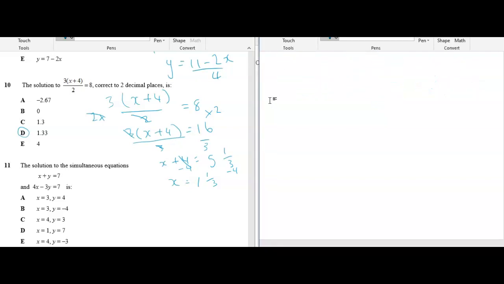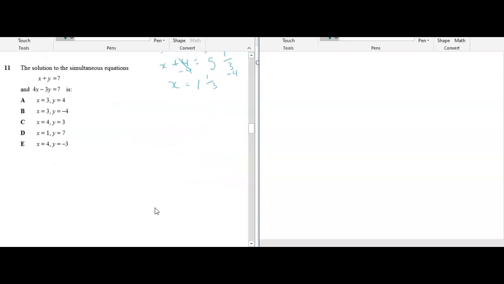Okay, moving on to question 11. Good scroll, thank you. All right, the solution to the simultaneous equations. So this one here, you can just use your calculator. You won't be expected to do it by hand.